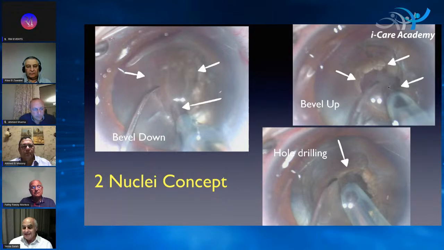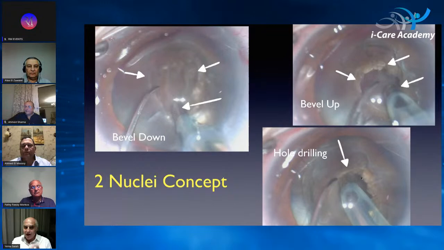Third thing I do, I add to the two nuclei concept what I call hole drilling. So the idea now: I created a wide crater so I can see very well the depth. I can remove as much nuclear fibers and cortical fibers as I need to reach the floor. Second, I have a very thick nucleus, so I want to weaken this nucleus with a well-exposed tip, which is a very important thing in hard cataract, to expose well the tip out of the silicone sleeve.